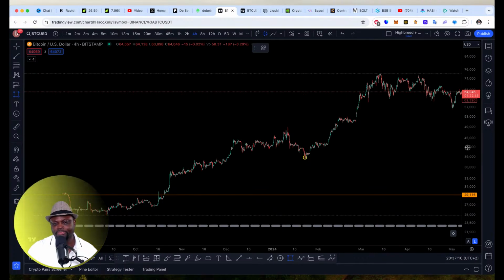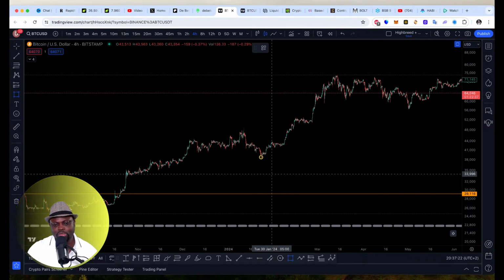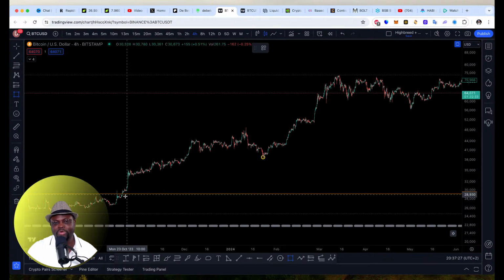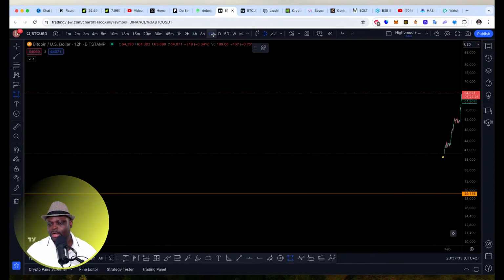So price left this zone. You see, this was the area where price had to break. And now we're talking about the uptrend. The reason why I think I should be on a 12 hours time frame is so we can see this a little bit more easily. So yeah, let's be on the 12 hours time frame.